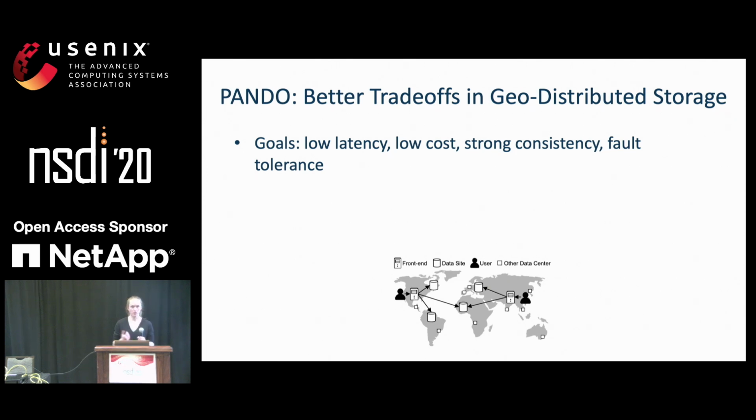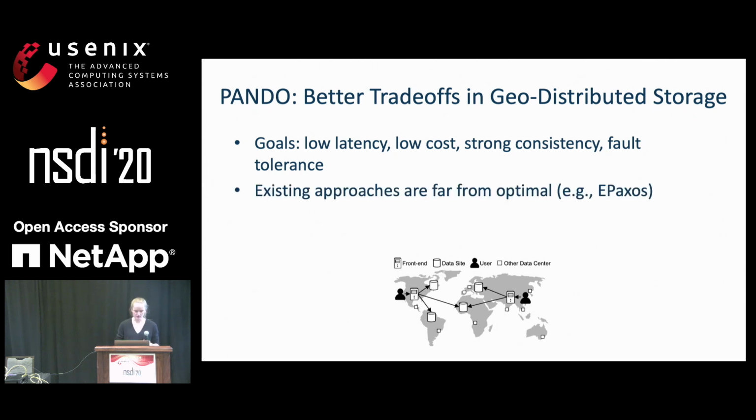You also want to achieve low cost for yourself. You don't want to pay extra storage costs to store your data in more places than is necessary. You also want strong consistency so that when a user reads data in one location, they see the writes that were written by a user in another place in the world. And finally, you want fault tolerance so that if any of your data centers go down, you still are able to reconstruct your data.